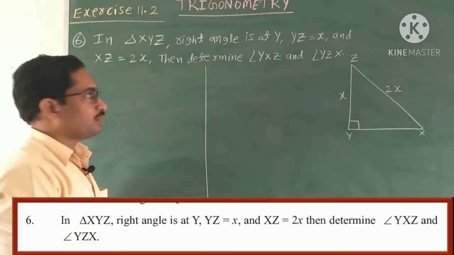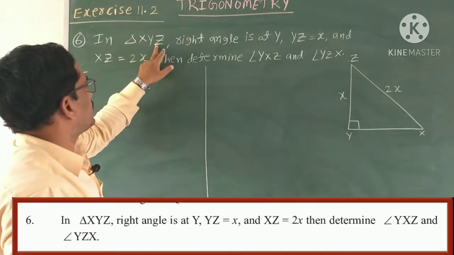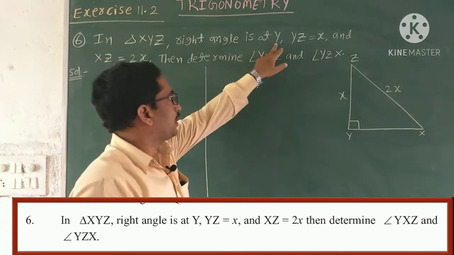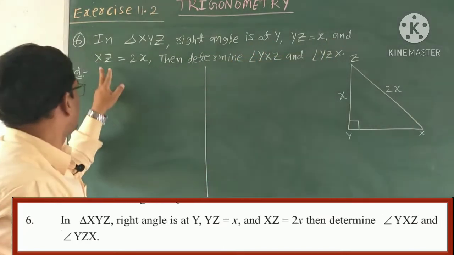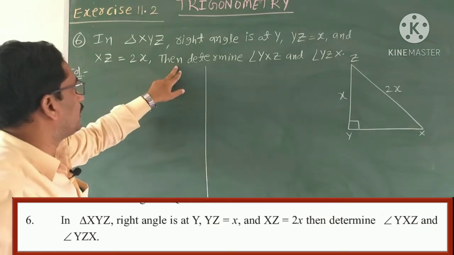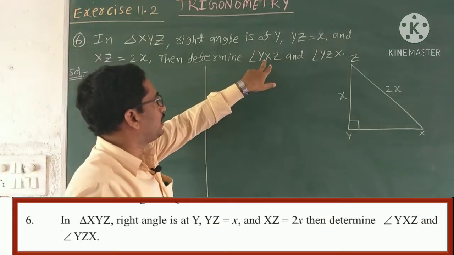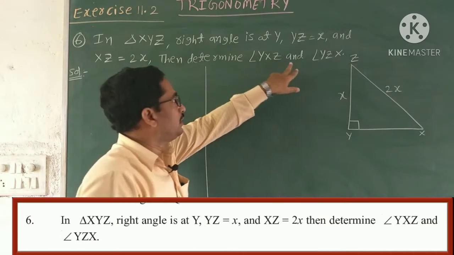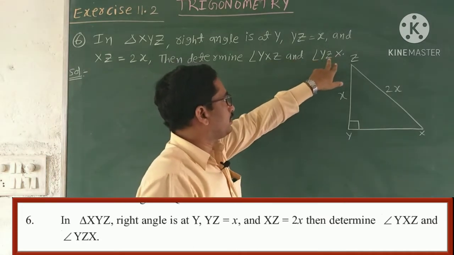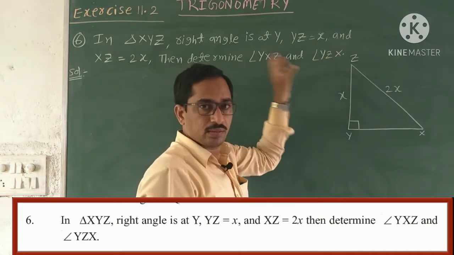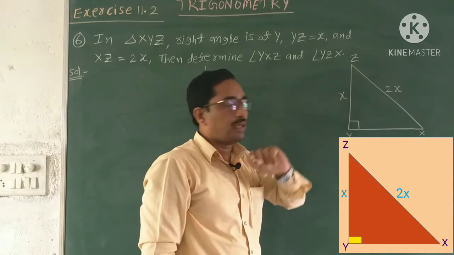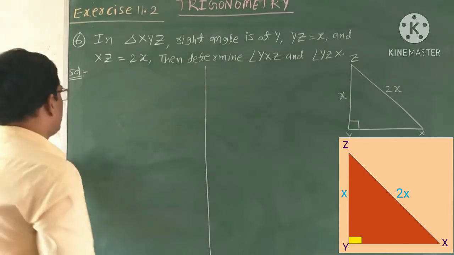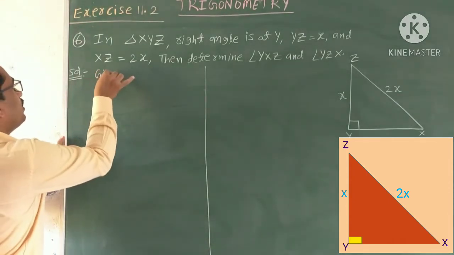Now see sixth problem. In triangle XYZ, right angle is at Y, YZ equal to X and XZ equal to 2X. Then determine angle YXZ means angle at X and angle YZX means angle at Z. We have to calculate. Here the lengths measurements are given. We have to calculate the angles. See how to calculate. First write the given data.